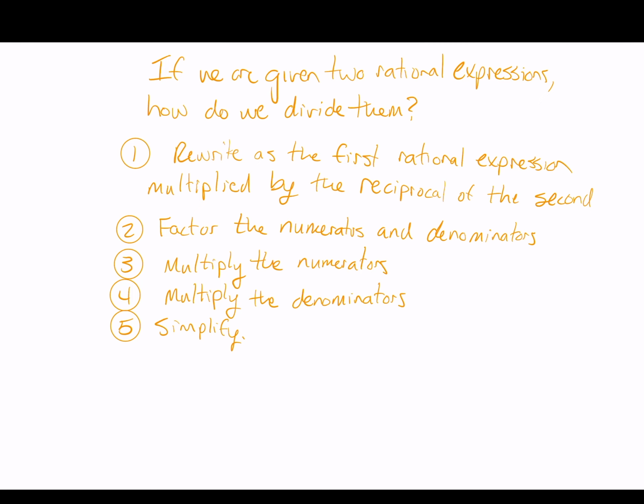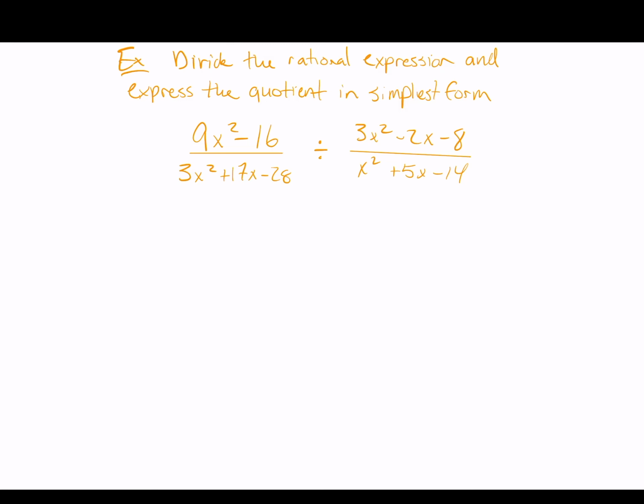Then you proceed exactly as in multiplication: factoring the numerators and denominators, multiplying the numerators together, multiplying the denominators together, then simplifying. Now that we have the steps for dividing rational expressions, let's do an example. In this example, we want to divide the rational expressions and express the quotient in simplest form. We have 9x squared minus 16 over 3x squared plus 17x minus 28 divided by 3x squared minus 2x minus 8 over x squared plus 5x minus 14.